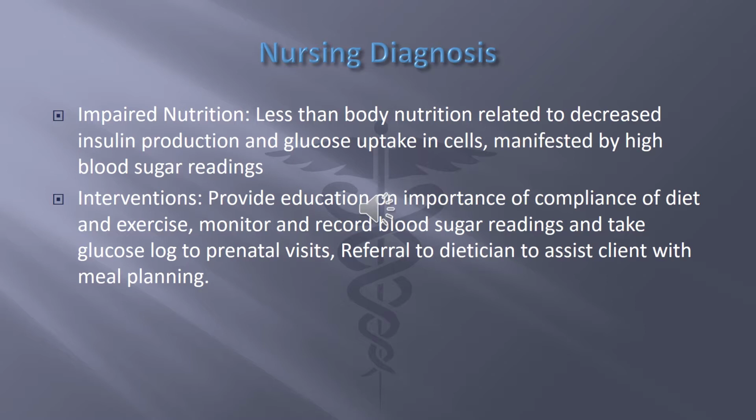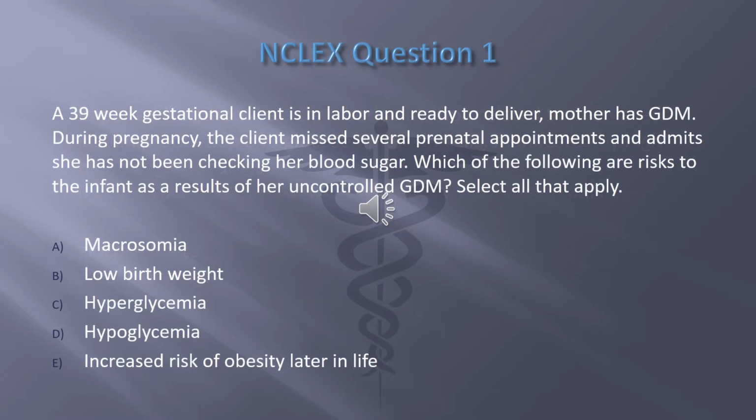Nursing diagnosis: impaired nutrition, less than body requirements, related to decreased insulin production and glucose uptake in cells, manifested by high blood sugar readings. Interventions: provide education on importance of compliance of diet and exercise, monitor and record blood sugar readings, and take glucose log to your prenatal visits. Refer to dietitian to assist with meal planning.